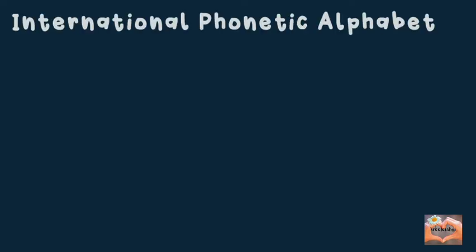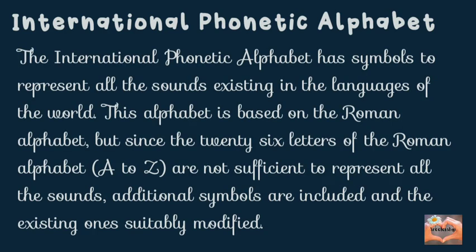Next is International Phonetic Alphabet, IPA. It has symbols to represent all the sounds existing in the languages of the world. This alphabet is based on the Roman alphabet. But since the 26 letters of the Roman alphabet, A to Z, are not sufficient to represent all the sounds, additional symbols are included and the existing ones suitably modified.